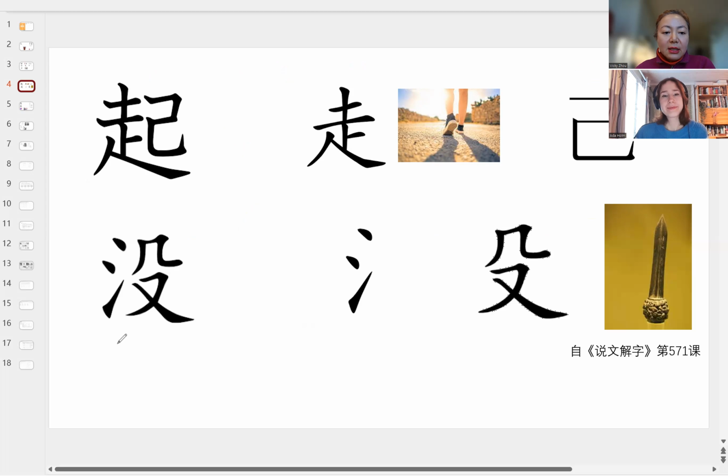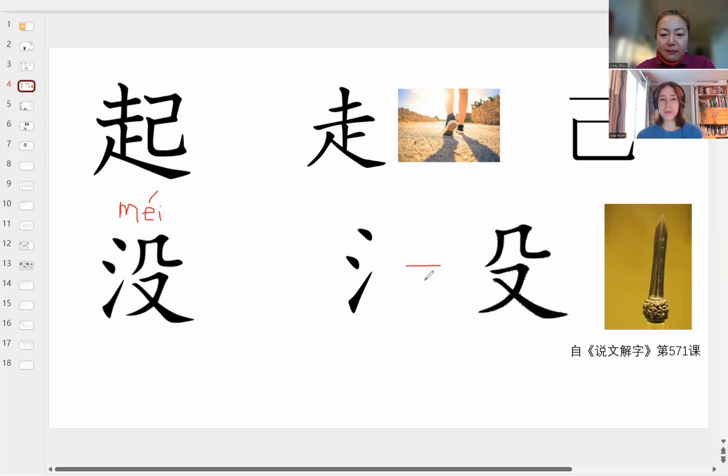Now we come to this character. What is it? 这是什么字？It's 没. 对的。What does it mean? It also means like the negative, like no. You can explain now this part, and this is the water radical.